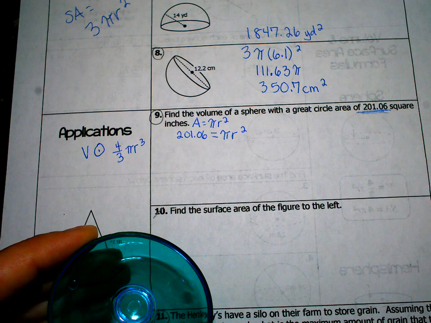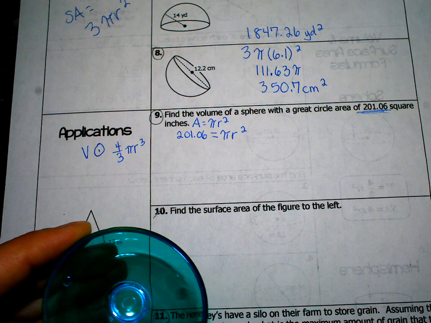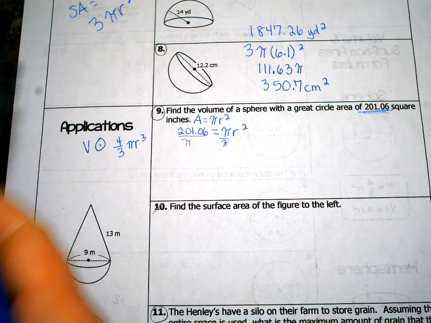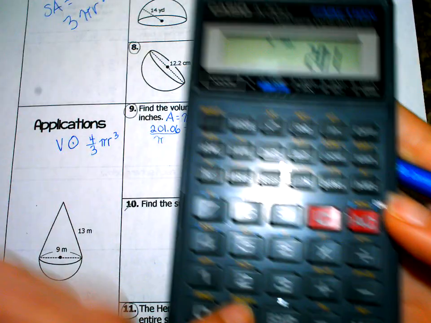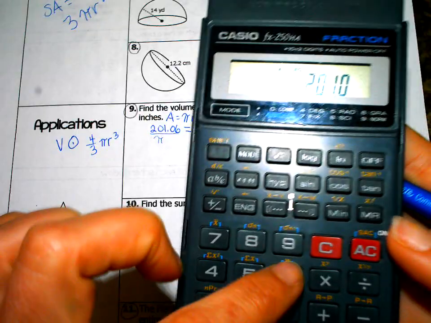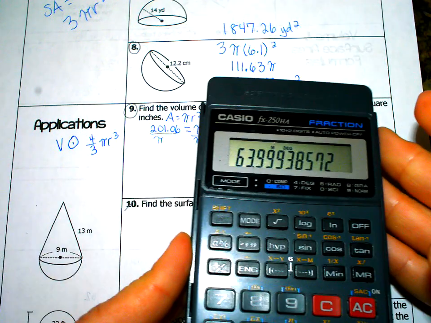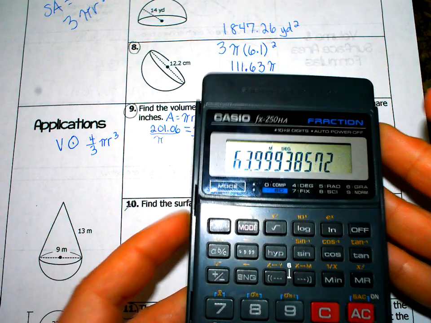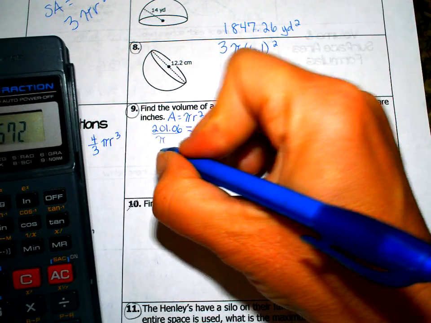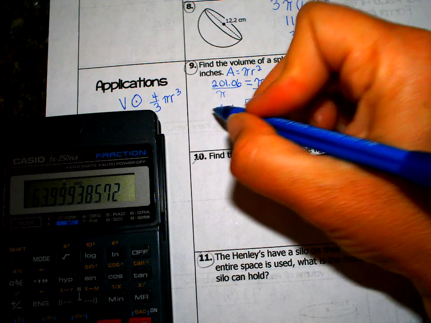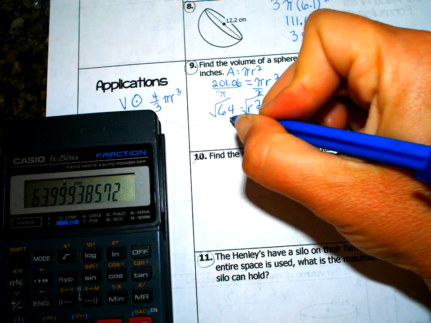That means I'm going to divide by pi first. 201.06 divided by pi is 63.999, I mean, come on. Let's just call it 64. Nice. I'm not going to do a crazy problem for you; I'm going to make it easy on you. All right, so then I square root both sides, right? 8. My radius is 8.